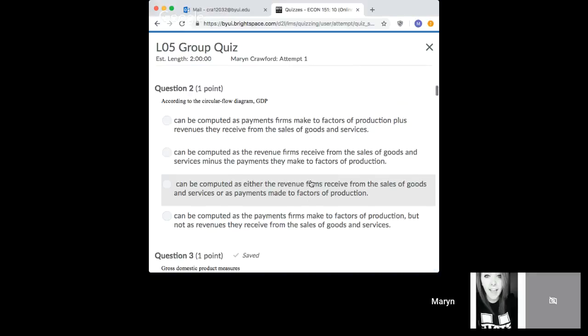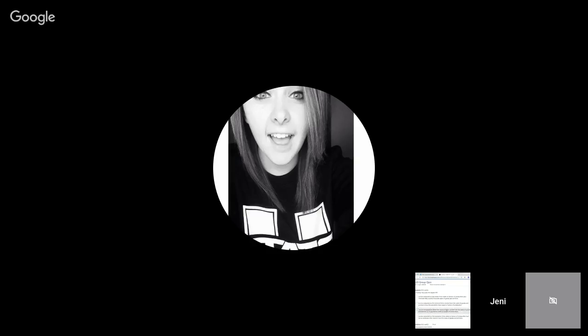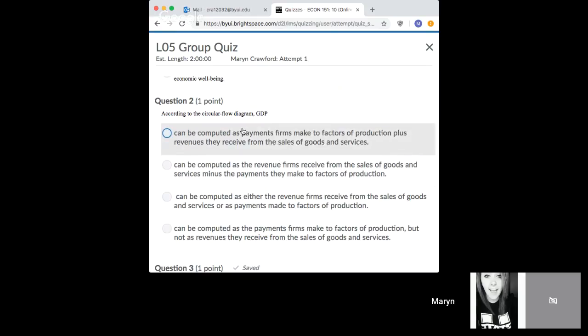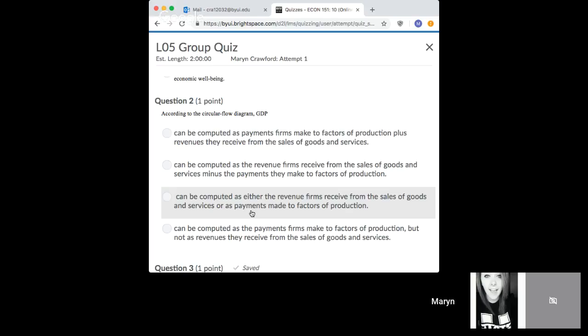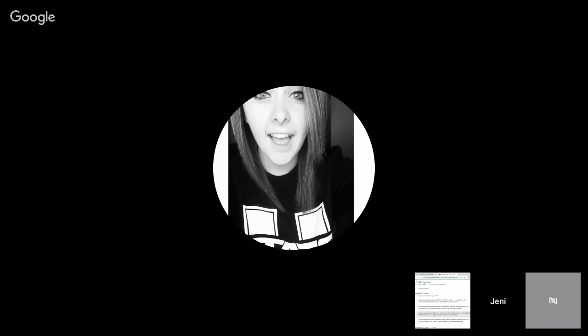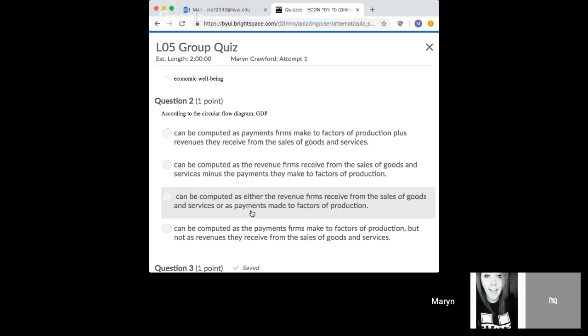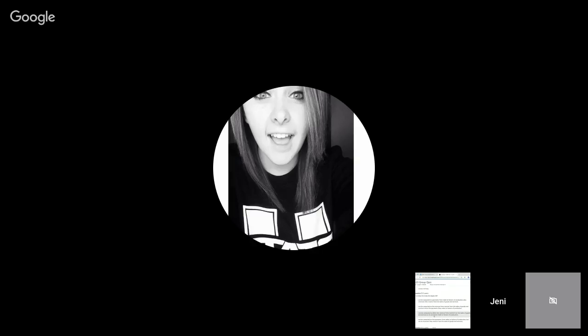Yeah. That's not what mine says on the handout that I downloaded. Okay, I'm going crazy. Oh, really? So on the group quiz PDF that I downloaded, C says that it can be computed as either the revenue firms receive from sales of goods and services or as revenues they receive from sales of goods and services. Oh, you're right. Yes, I remember. That's what it did say on my PDF too. But on here it is different. Okay. You're right. I remember reading that now, and I was like, okay, it's obviously not that one. So what is it? Can be computed as either the revenue firms receive from the sales of goods and services.